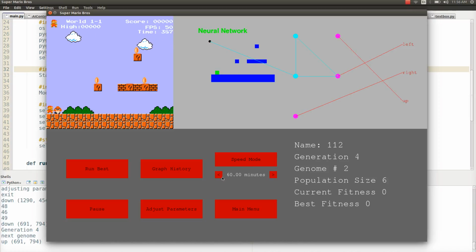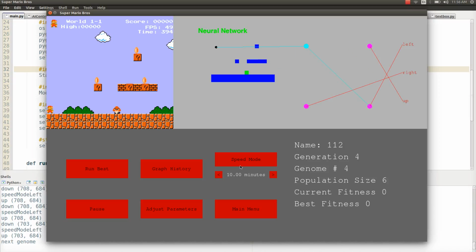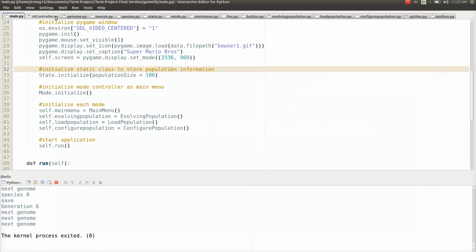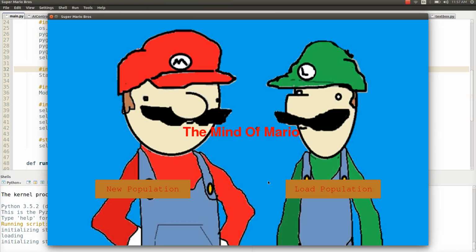Or we can do a speed mode, which if we click on it, will disable the visualization tools to increase the rate of testing, and it significantly increases that speed, I think up to like 10 times. So if we click it for 10 minutes, it will cycle through all the genomes. Let's exit out of that. We can also load a population from memory.